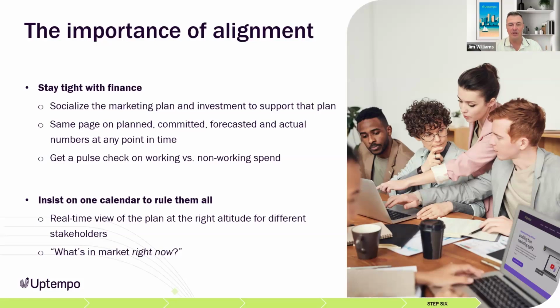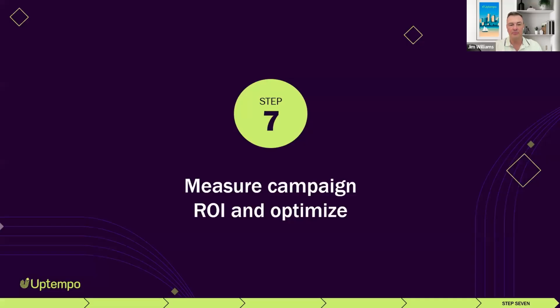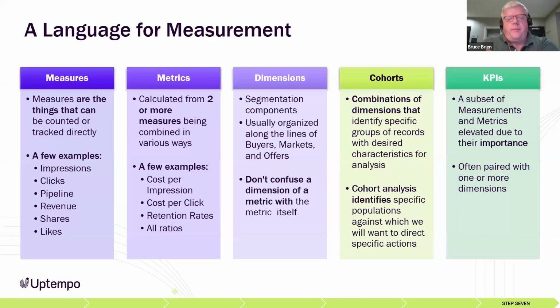With that, I'm going to jump ahead to the next step, which is measuring campaign ROI and optimization. Bruce. Thanks, Jim. And so here we go. Let's get into the final step here, step 7, and measuring our performance. And we start again with language. We need a common language for measurement.